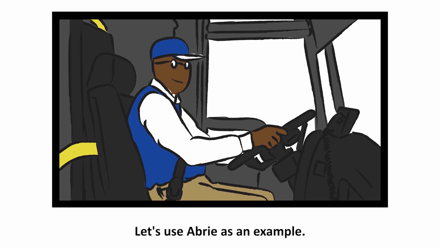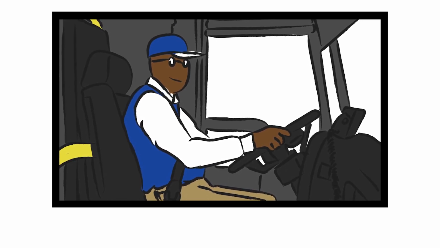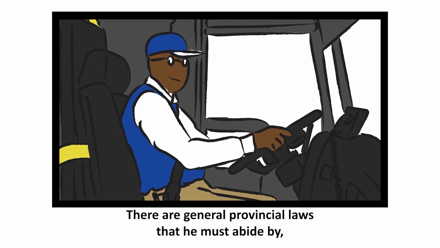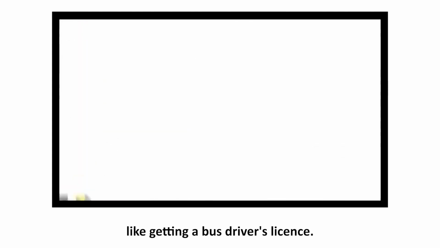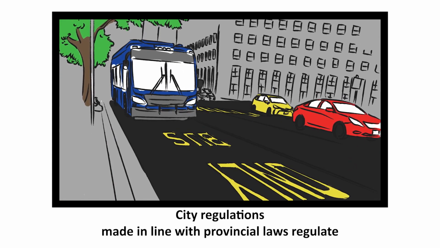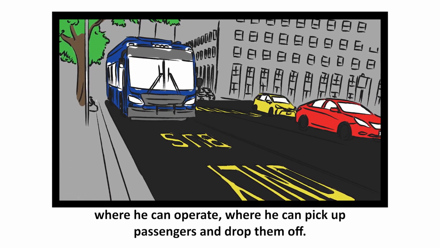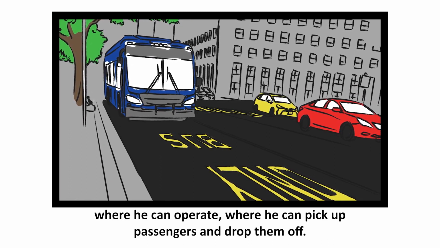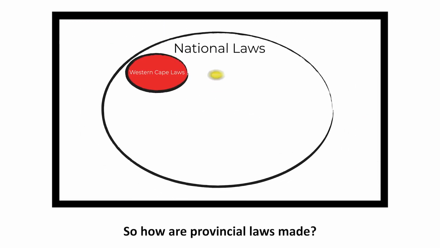Let's use Aubrey as an example. He drives a bus in the Cape Town area. There are general provincial laws that he must abide by, like getting a bus driver's license. City regulations made in line with provincial laws regulate where he can operate, where he can pick up passengers and drop them off. So how are provincial laws made?